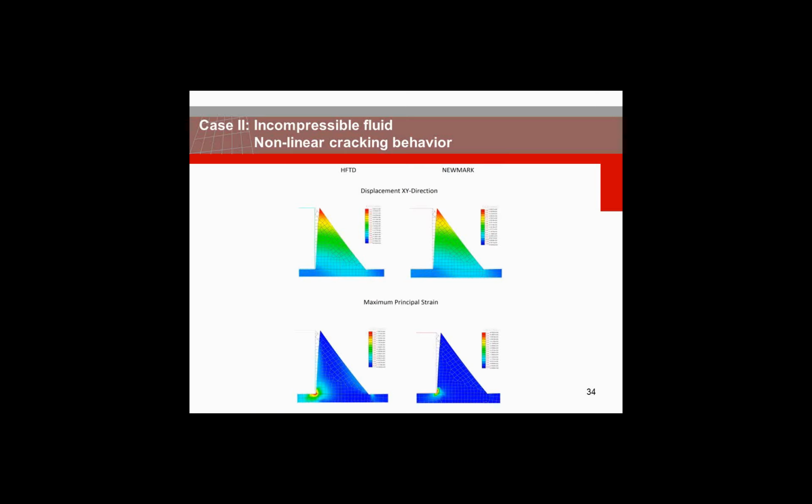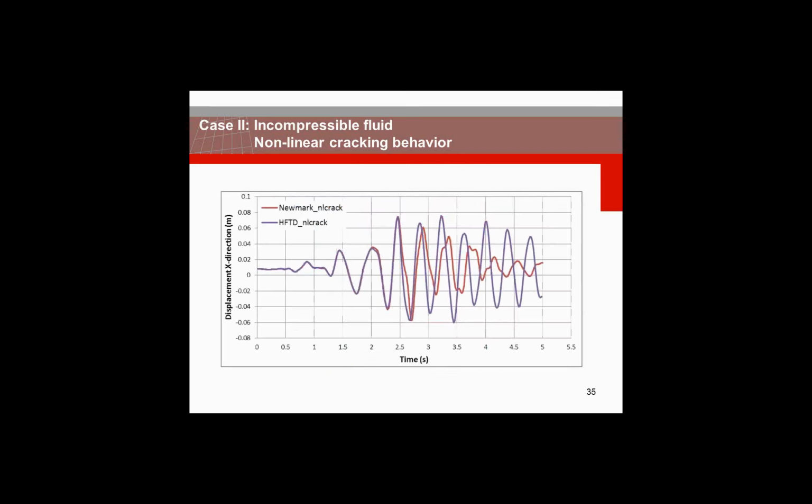When we look at the principal strains, we notice obviously that the concentration of strain for the Newmark is very, very high compared with the concentration of strain in the HFTD, where it's more sparse, more distributed. And this is related, as I explained previously, to the modal reduction we do in HFTD.